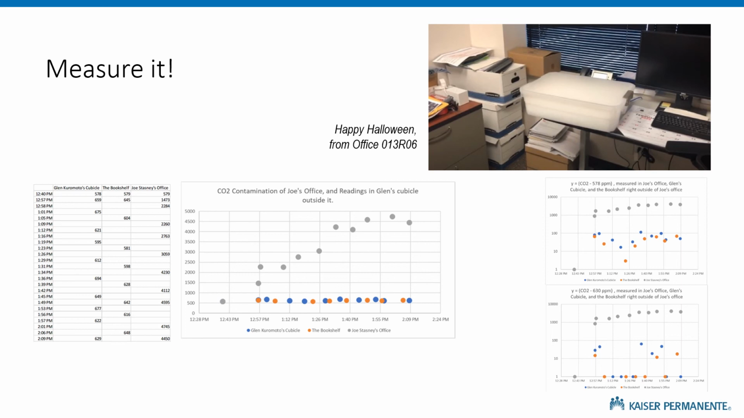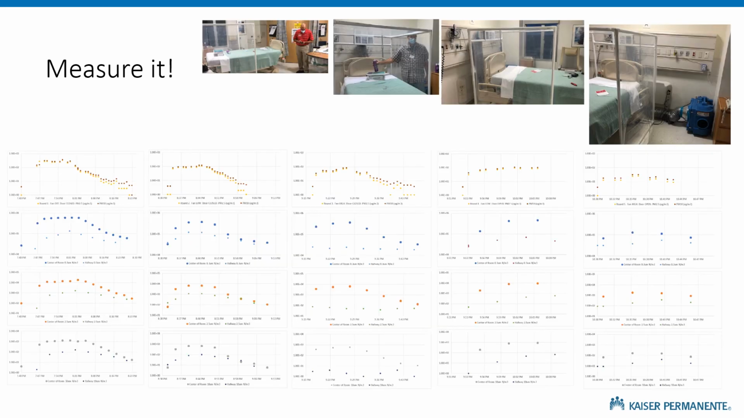Our office normally runs between 500 and 700 parts per million. It never really moved out of that range, even though there was this Halloween party of dry ice going on behind the door. So this test kind of suggests that a closed door can be a very effective barrier against cross-contamination. Then we have this test.